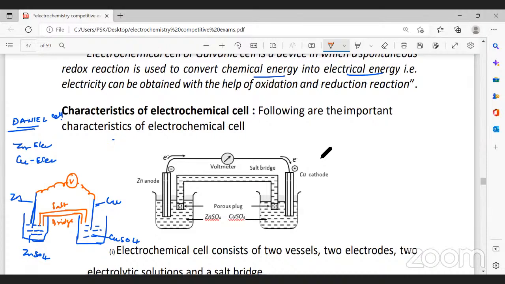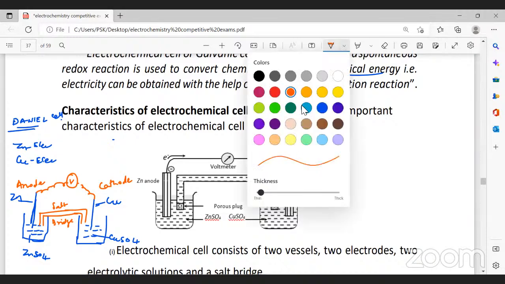Yes, sir. Now, zinc electrode is the anode. Copper electrode is the cathode. Firstly, in the electrochemical cell, you should remember whatever electrode is represented on the left-hand side is the anode. Whatever electrode is represented on the left-hand side is what? Anode. Anode is what electrode?